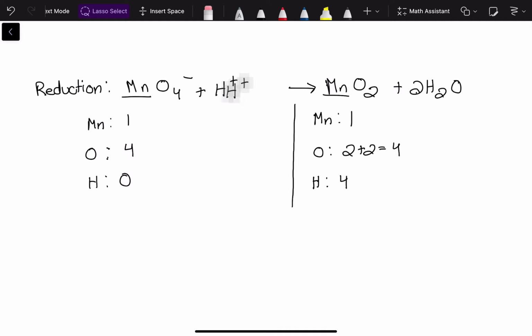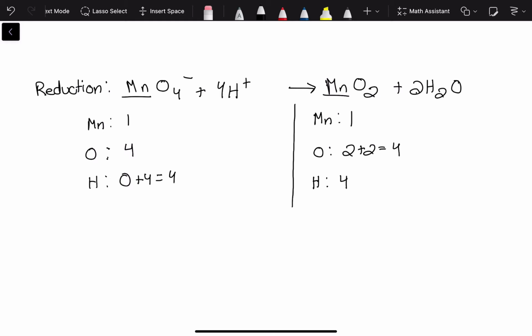So let me move this a little bit. We need 4 hydrogens on this side, right? To give us 4, we can add 4 H+. Okay, so now all of the elements on both sides are balanced. They have the same number.